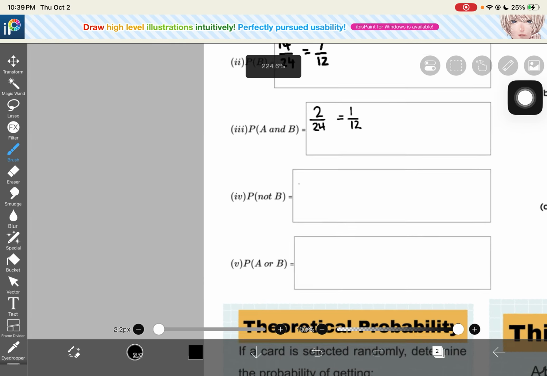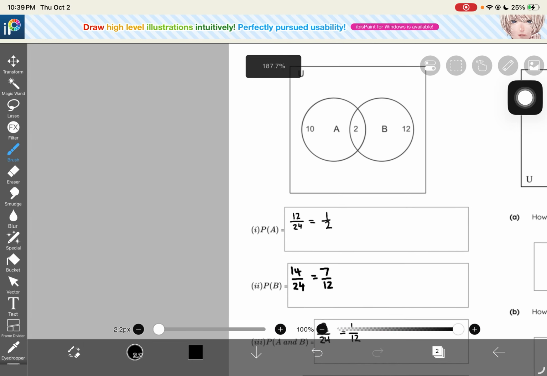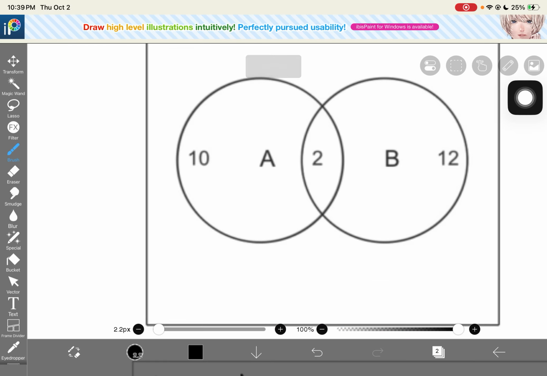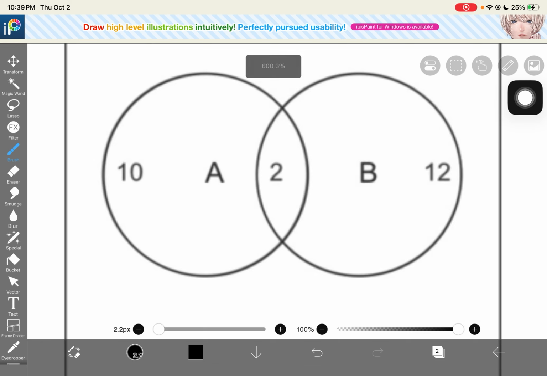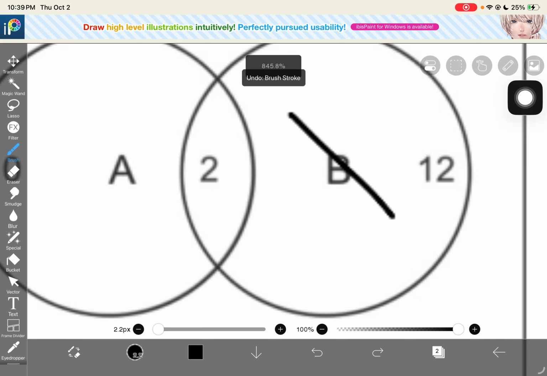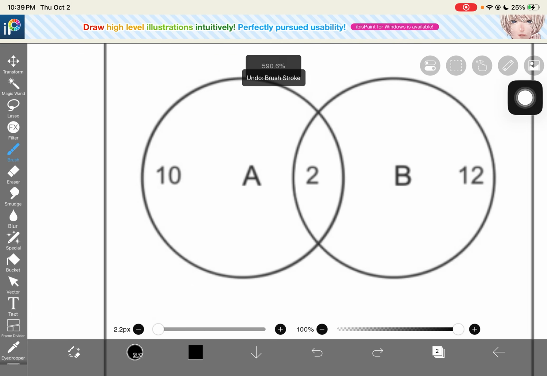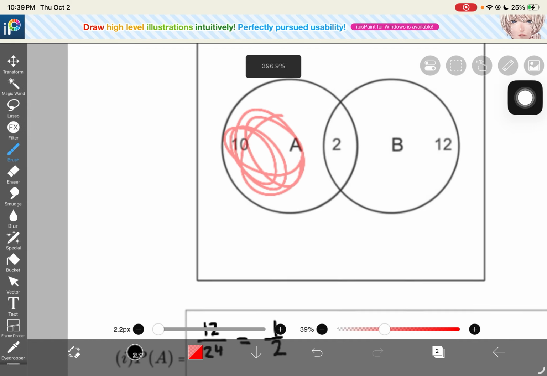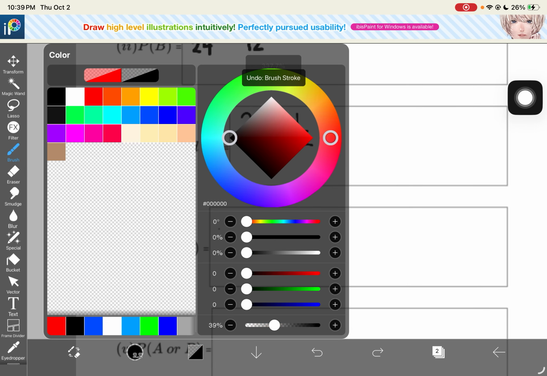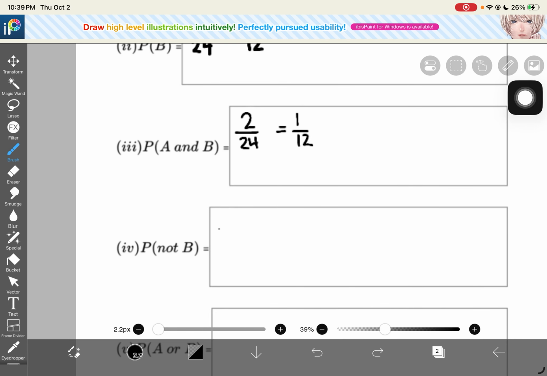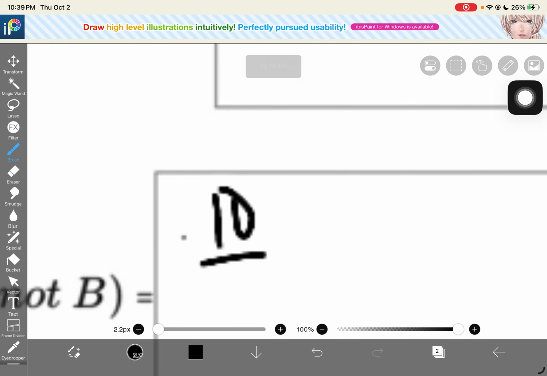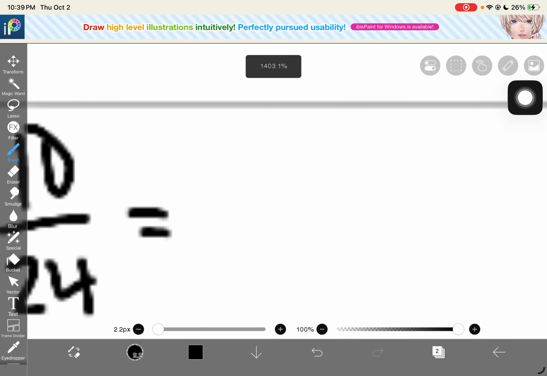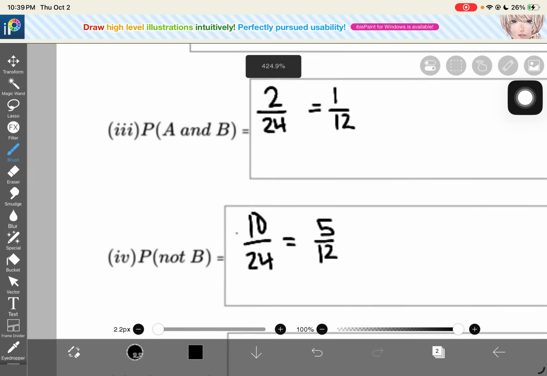Alright, next. Number 4, not B. So basically, if it contains the letter B, we're not going to shade it. So obviously not this one, and also not the intersection, because it's part of sets A and B. What we're only going to shade is this region over here at A, which is just 10. So that's going to be 10 over 24, or equal to 5 over 12.